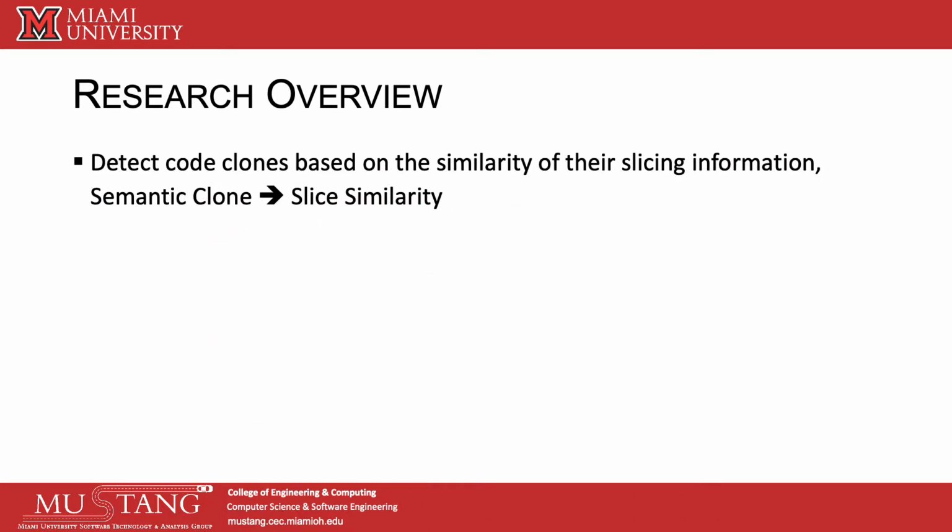Research overview. We detect code clones based on the similarity of slicing information between code fragments. The hypothesis here is that semantic clone equals slice similarity. To do that, we start by converting the source code into the srcML format. More about srcML in the next slides.